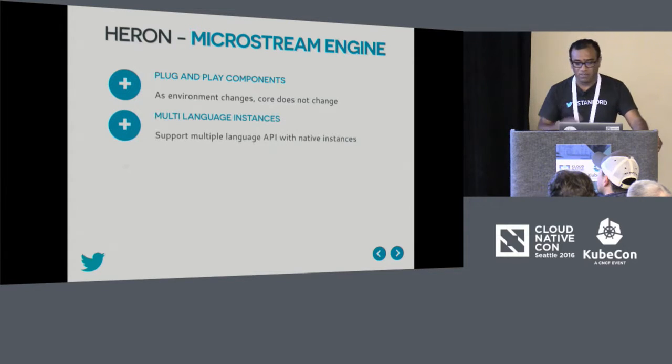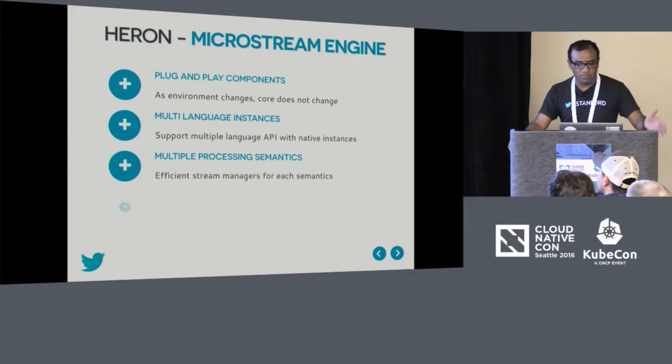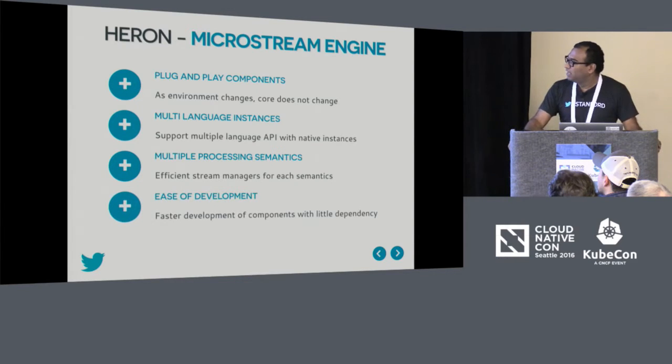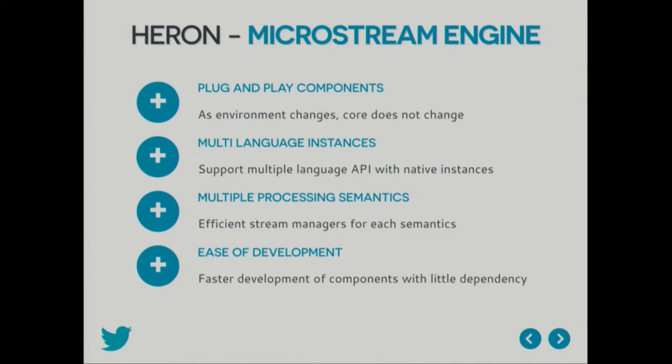And so multi-language instances, as I mentioned, you can write Python, C++, and all the various stuff. And you can change the stream manager depending upon the transport or even processing semantics: at least once, at most once, exactly once, all kinds of semantics. And finally, another important thing is it buys us a lot of velocity.